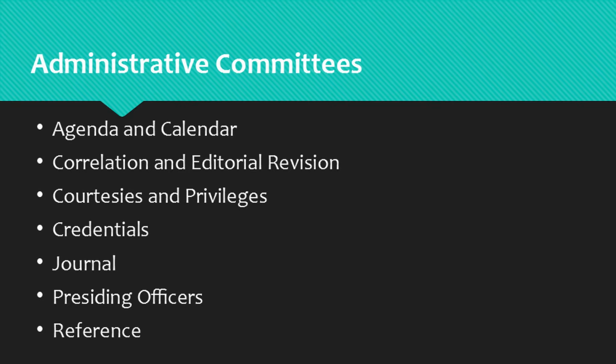Members of all committees except the Committee on Correlation and Editorial Revision are chosen from the elected General Conference delegates. Most of the committees have 12 elected members, 1 delegate from each Central Conference and jurisdiction. The Committee on the Journal has 3 members. The Committee on Correlation and Editorial Revision has 8 members and 2 alternates. The Committee on Reference has 24 members, 2 from each Central Conference and jurisdiction.